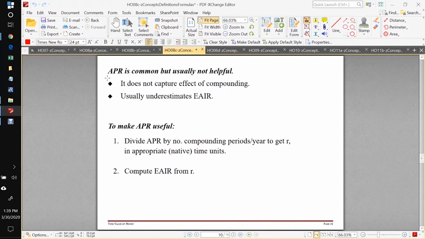Okay, so APR is common but not usually helpful. So what we want to do whenever we see an APR is convert it right away to an R. We never want to put an APR in any of our time value equations. So convert it to a native R. What do we do? We just divide it by the number of compounding periods per year. That gives us our native R. And then we can compute an EAIR from that R, right, using our EAIR formula.